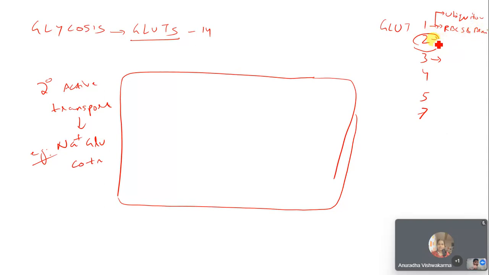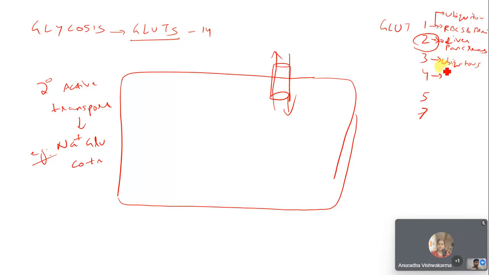GLUT2 has the specialty that it's a two-way transporter. Every other GLUT, 1, 3, 4, 5, 7, is single-way. They can only either let in the glucose or let out the glucose. But this one can take in as well as take out. GLUT2 is special, and it is present in the liver and pancreas. And GLUT3 again is ubiquitous.